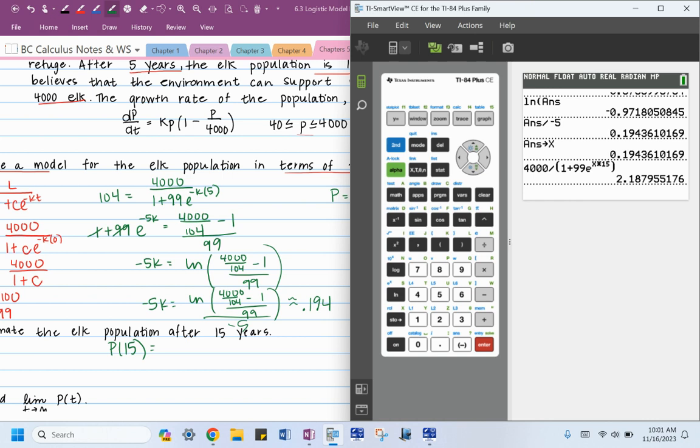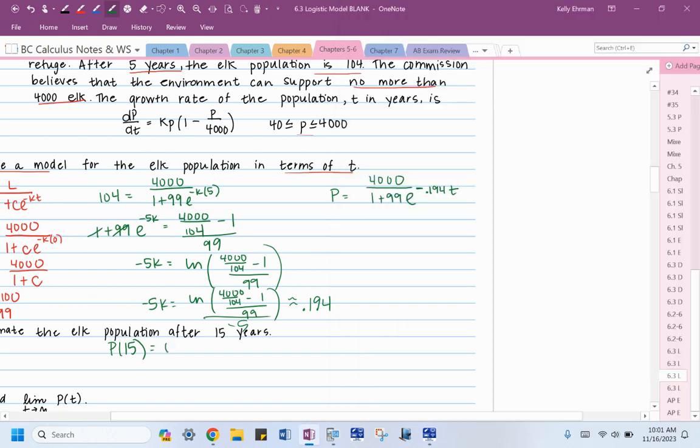Oh, wait, what just happened there? 1 plus, oops, I forgot a negative. It's negative k. That's better. 628 elk, I guess, is this problem. So I would round this to the nearest elk, so 629 after 15 years.